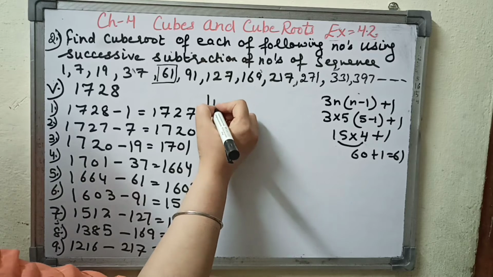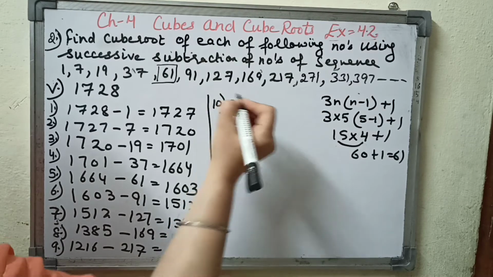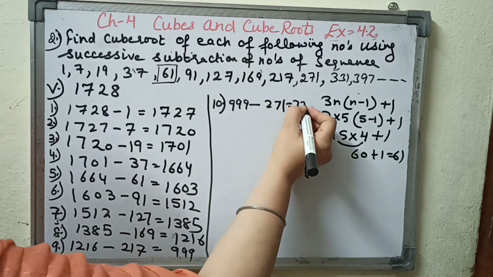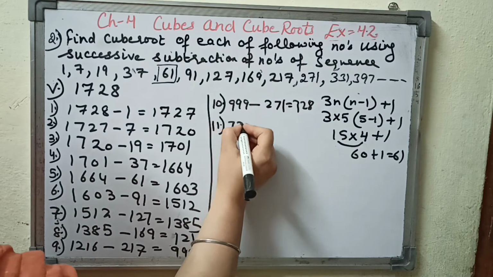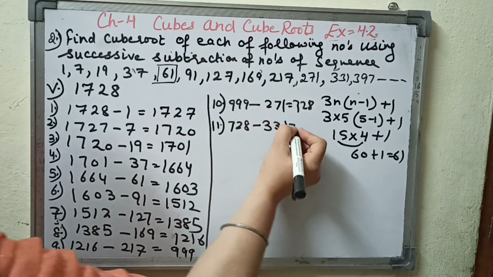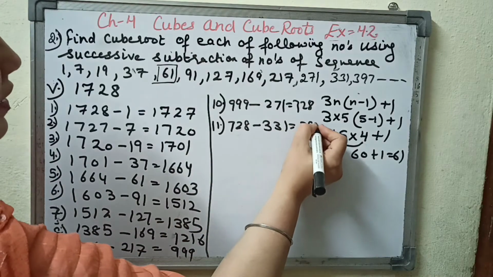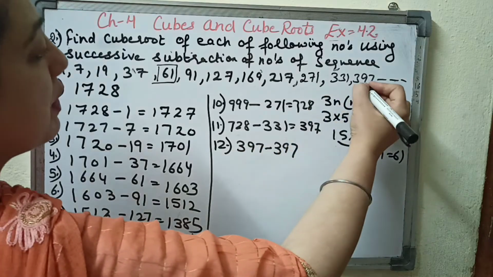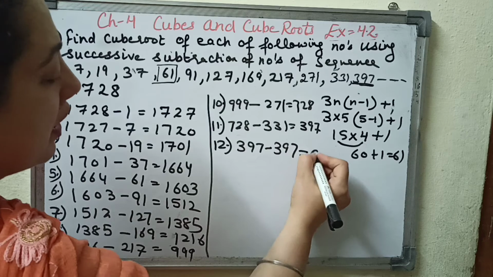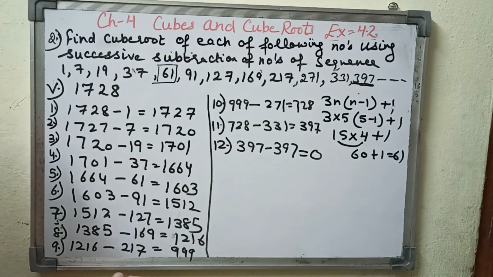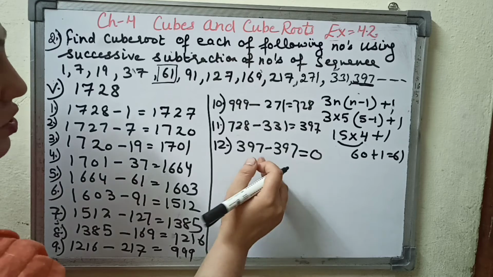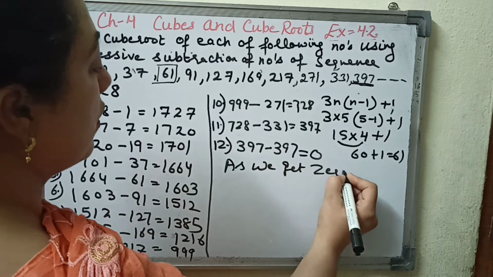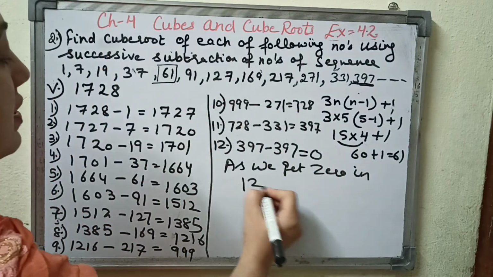Now, 10th step, 999 minus 10th term is 271 and it is 728. 11th step, 728 minus 331 and I will get 397. And the 12th term in the sequence is 397. 397 minus 397, I will get 0. We have to subtract up to when we will get 0. So we will write here as we get 0 in 12 subtractions.